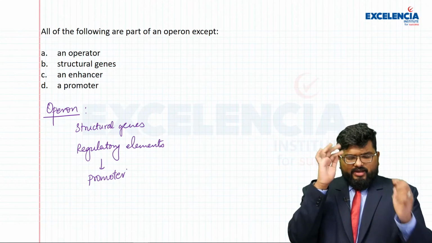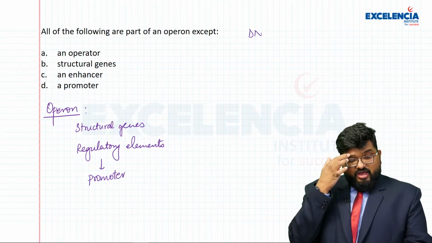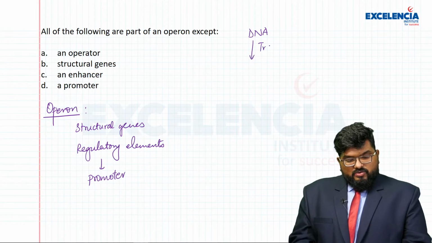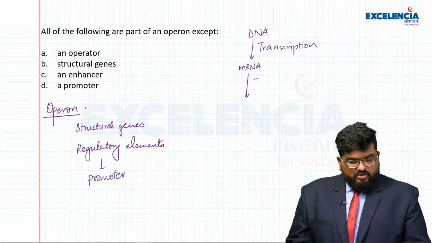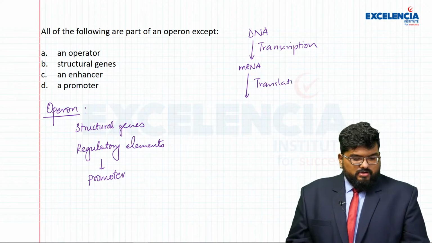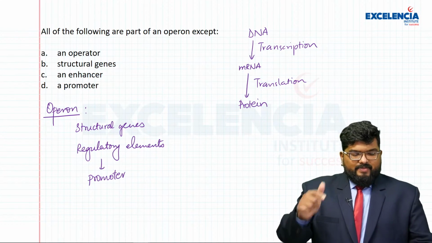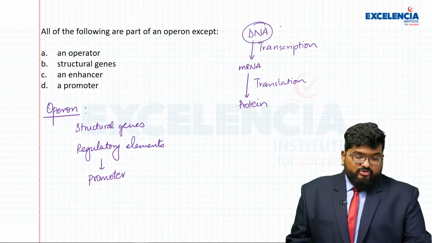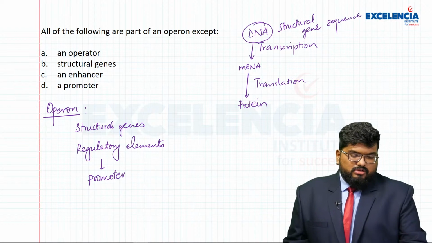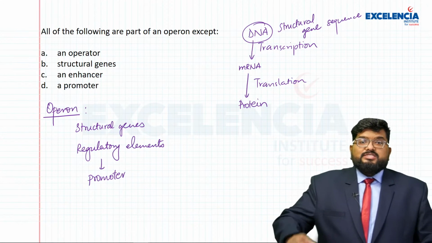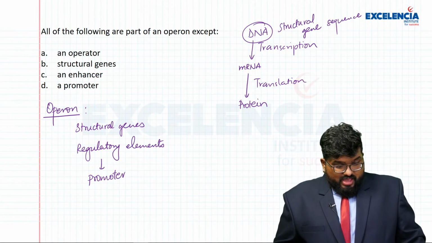Now, let's go back to the central dogma first. We have DNA. DNA undergoes transcription to form mRNA. mRNA undergoes translation to give us the protein. Now, when this is happening, what part of the DNA is undergoing transcription and translation? It's the structural gene sequence.